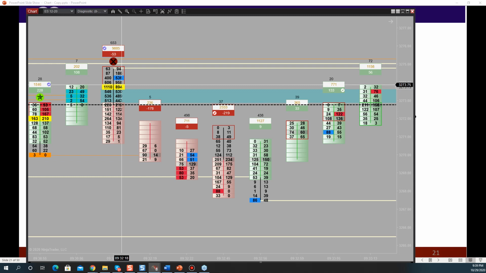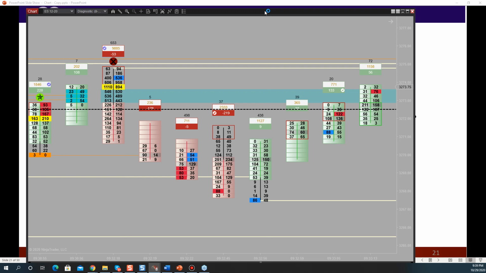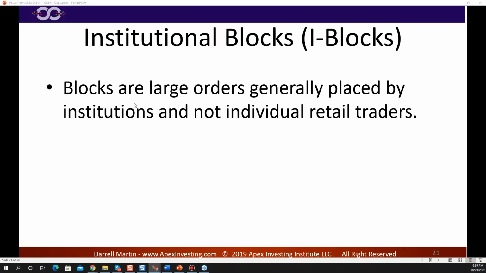Is that you or me doing that? Or is that a big time institution doing that? It's an institution. Yeah, Susan, I wish too, right? Okay. So it's very helpful if we can see where these institutional blocks of orders come into play. Don't you agree? Because these are large orders that are generally placed by banks or institution investing firms, not like us, not individual retail traders.